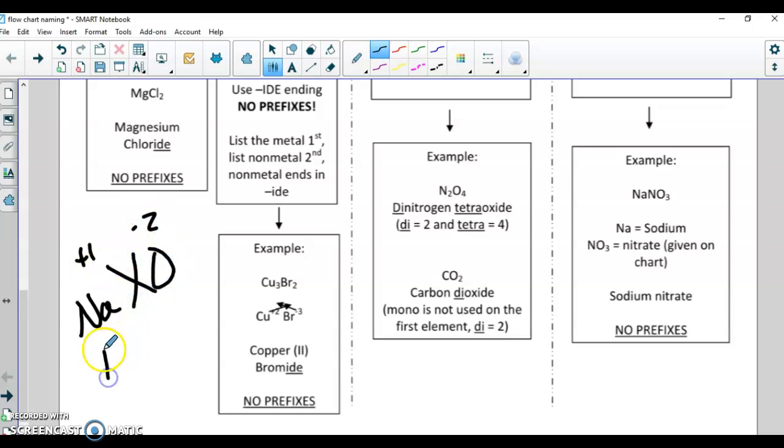Crisscross those charges. Tells us that our formula for this would be that it takes 2 sodiums to balance out every 1 oxygen. So that's going to be sodium oxide. All right, cool.